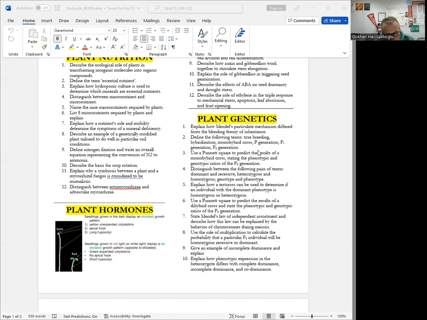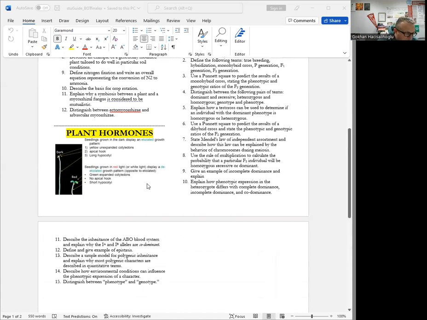Okay, so the next is the plant hormones. Basically, plant hormones are also called plant growth regulators. They are small organic molecules that occur naturally in plants. They are also called phytohormones in some cases, and they play a role in germination, flowering, stem elongation, seed dormancy, fruit ripening, and, very importantly, gene expression.